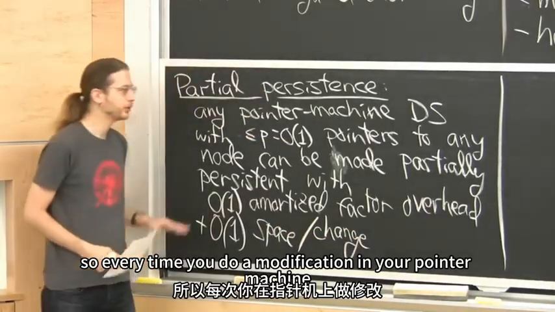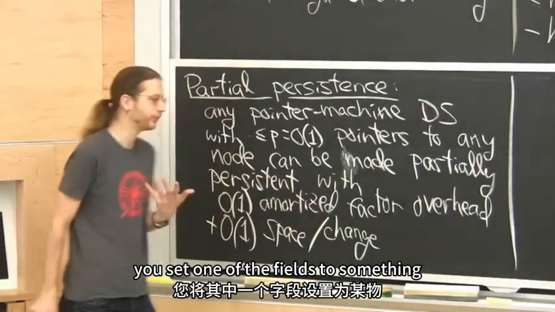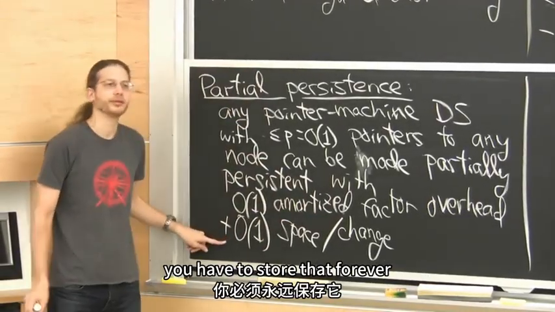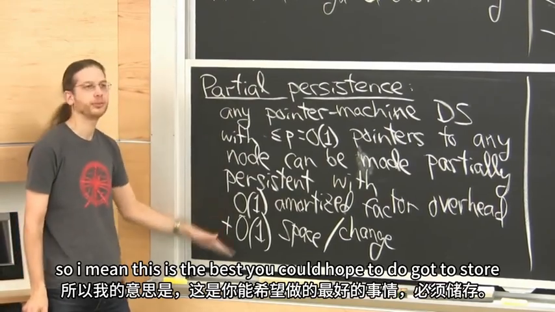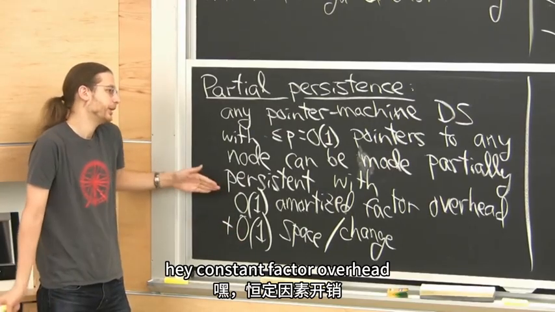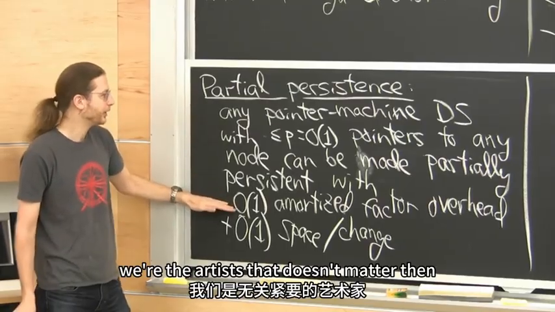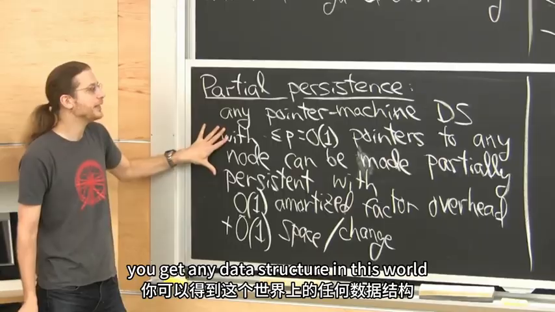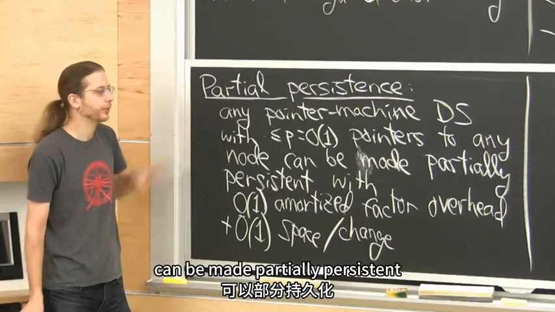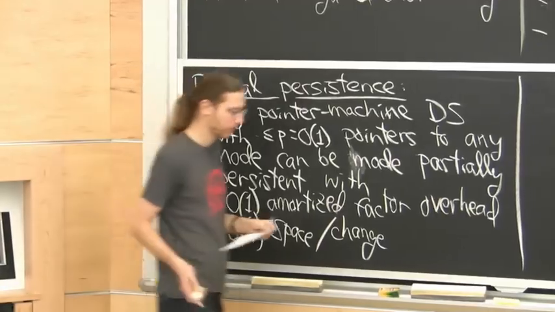So every time you do a modification in your pointer machine, you set one of the fields to something, you have to store that forever. So, I mean, this is the best you could hope to do. Got to store everything that happened. Pay a constant factor overhead. We're theoreticians, that doesn't matter. Then you get any data structure in this world can be made partially persistent. So that's nice. Let's prove it.